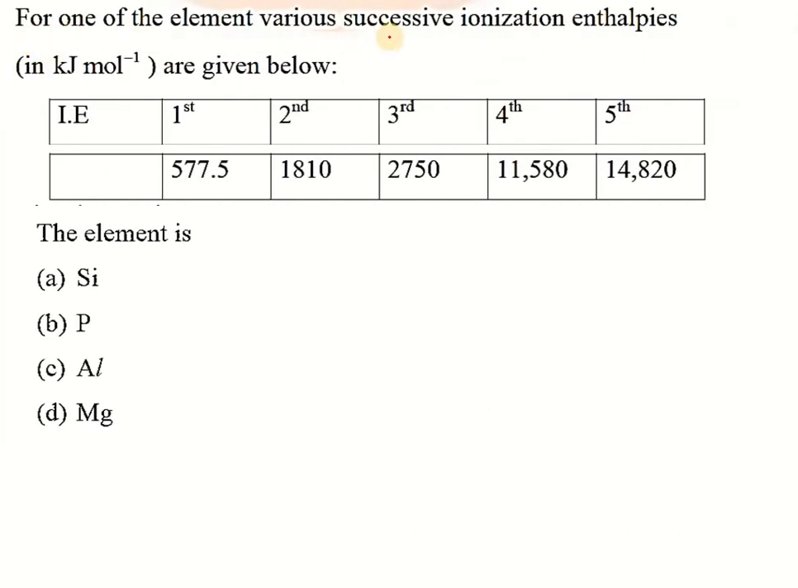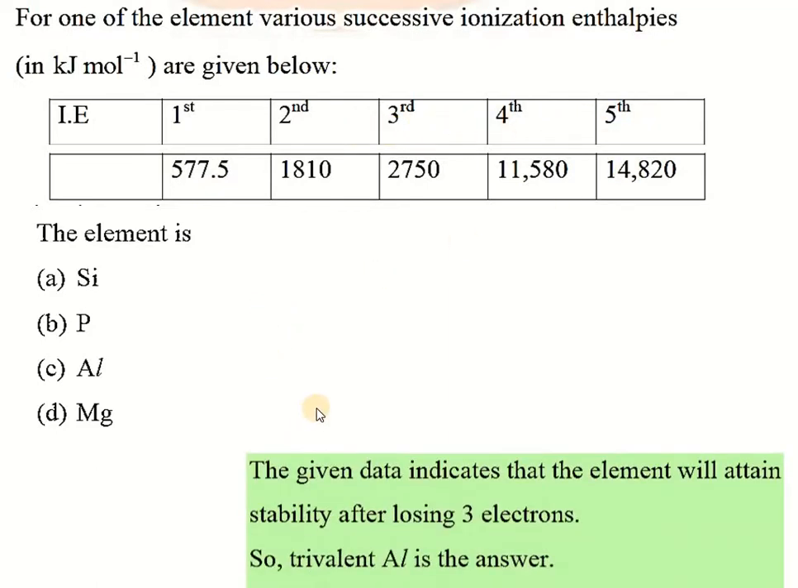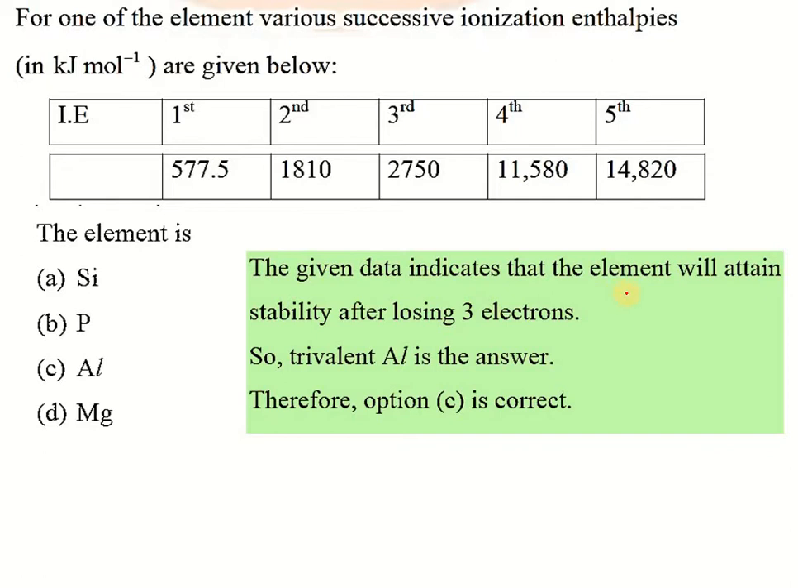For one of the elements, various successive ionization enthalpies given in kilojoules per mole, first, second, third, fourth and fifth, are given. What is the element? The data indicates that the element will attain stability after 3 electrons. The third ionization energy is 3750, and the fourth one is 11058, a sudden jump. It indicates that it's trivalent. Trivalent in the given list is aluminium. So option C is the right option for this one.